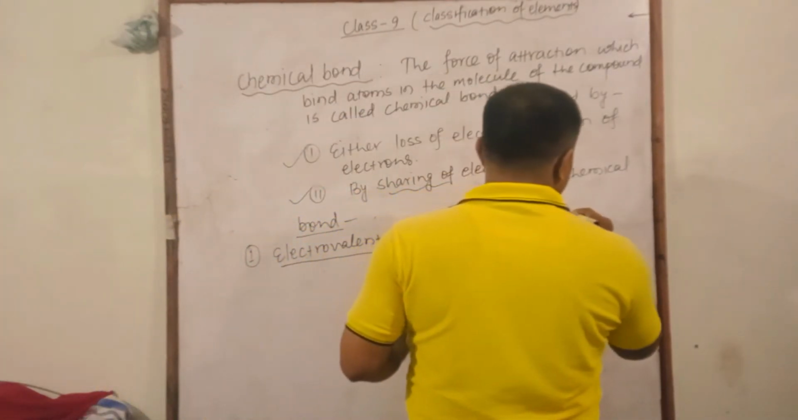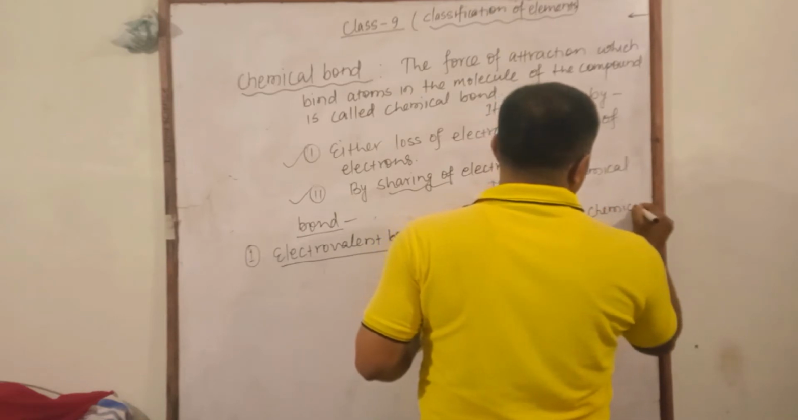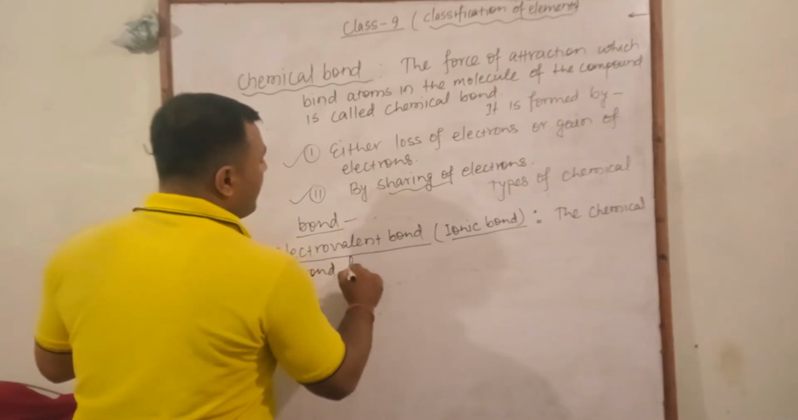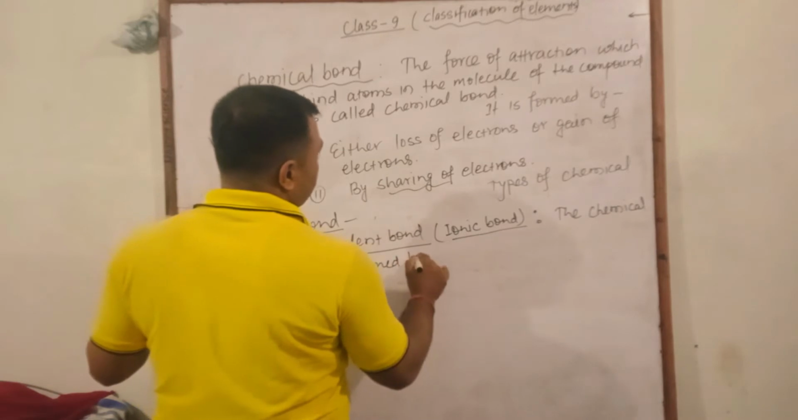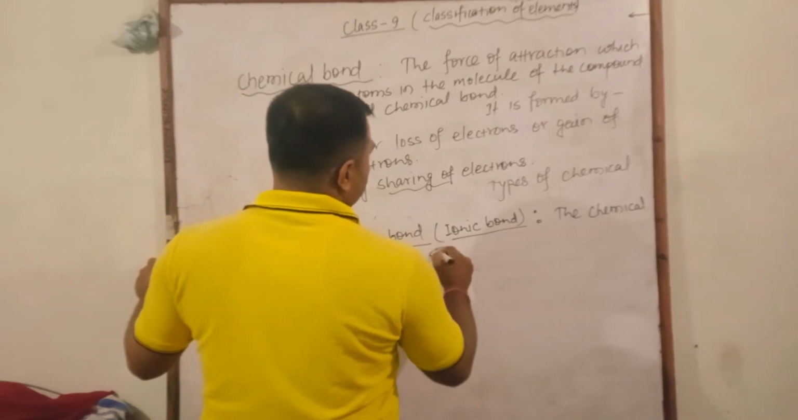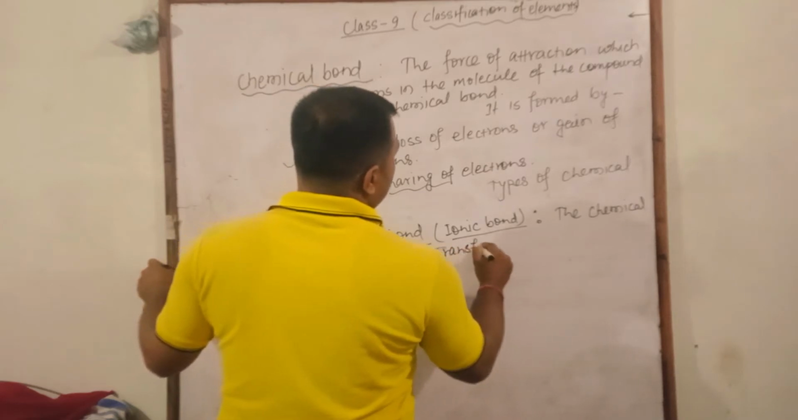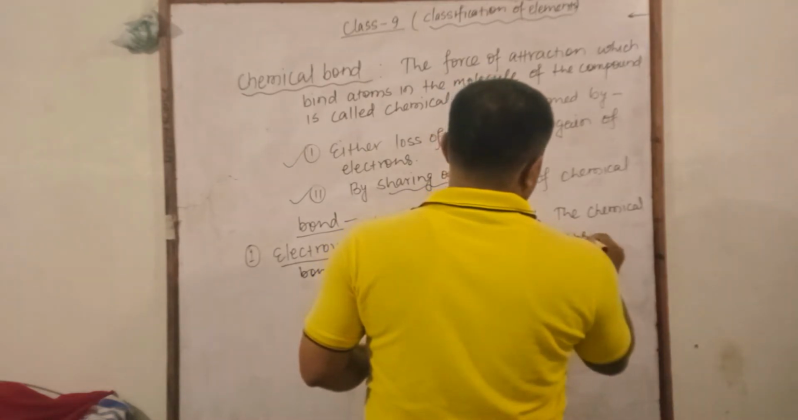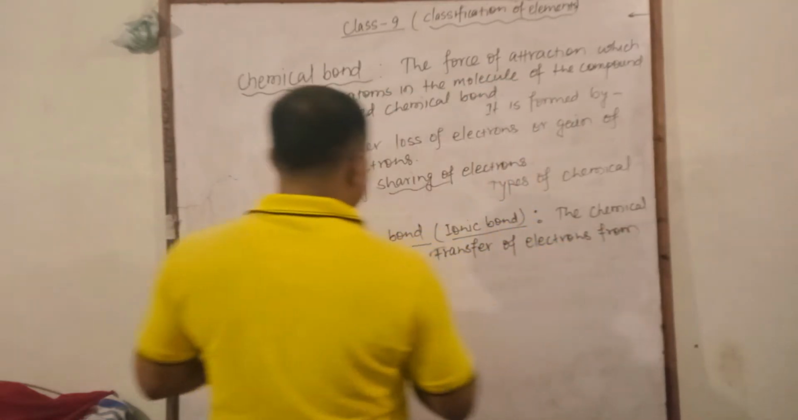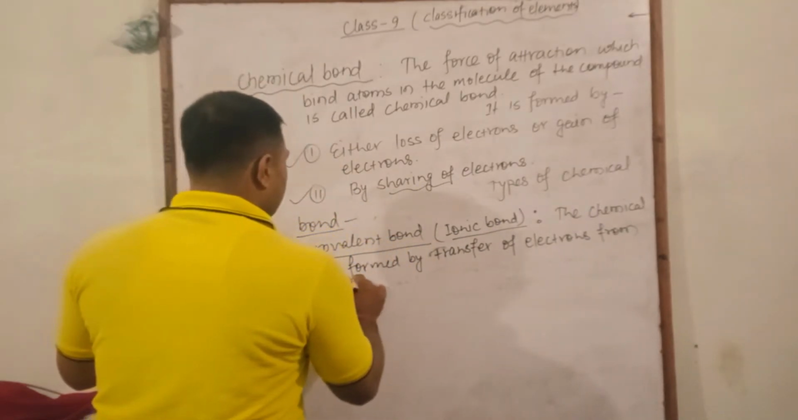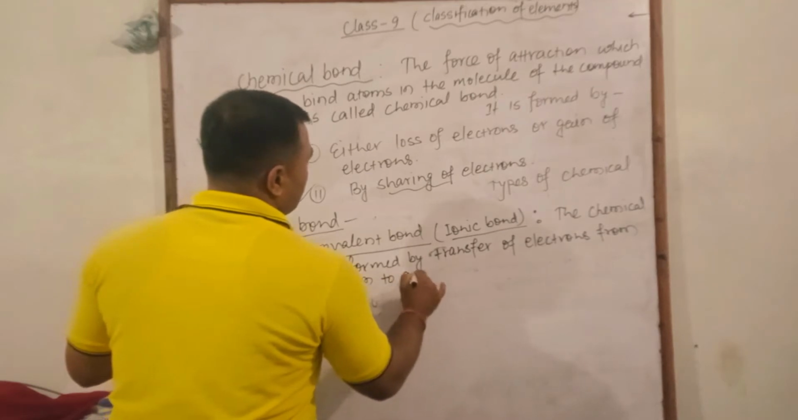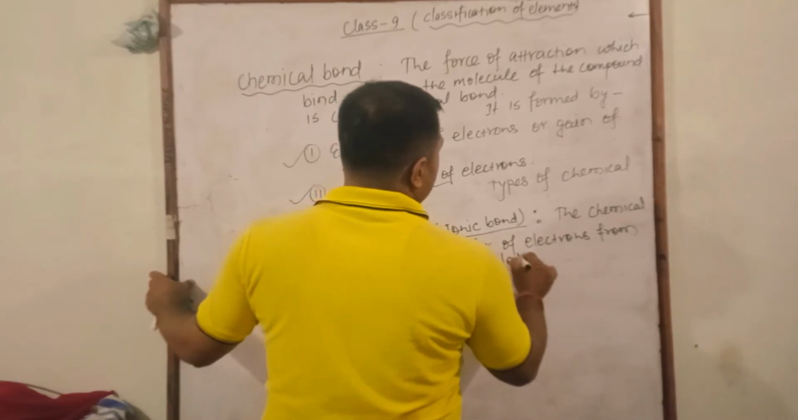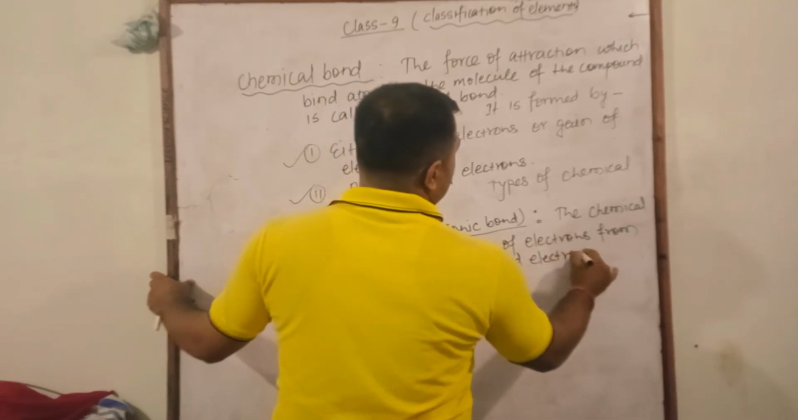Here we define it: the chemical bond formed by transfer of electrons from one atom to another is called an electrovalent bond or ionic bond.